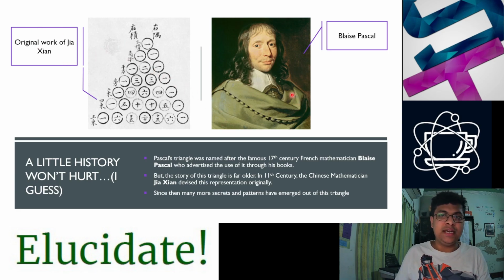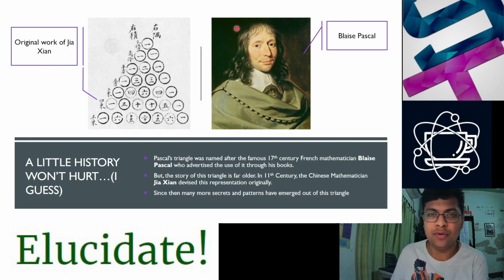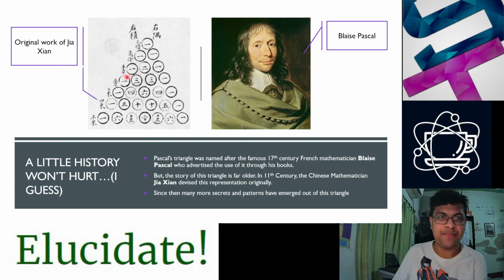this triangle was originally named after the famous mathematician Blaise Pascal, and he was very famous, and his works are credited all over the world. He was even, I think, the first inventor of the modern digital calculator, so you know how important he was. He used this triangle in many of his works, so that's why he advertised it and made it famous.